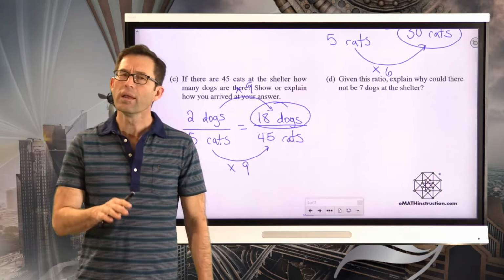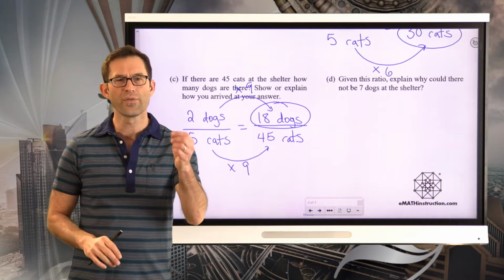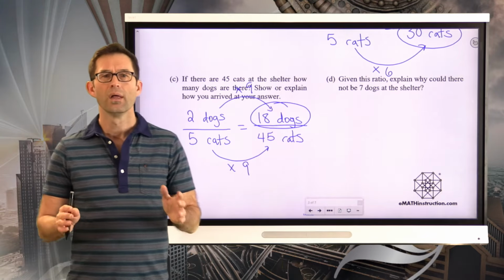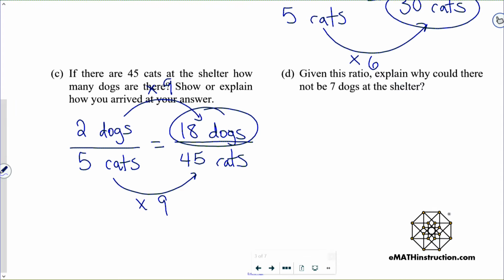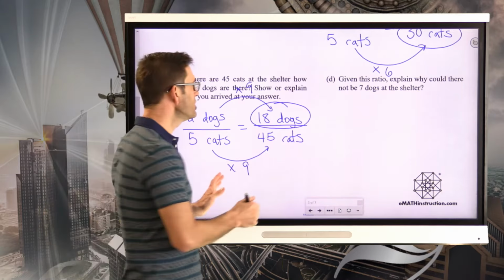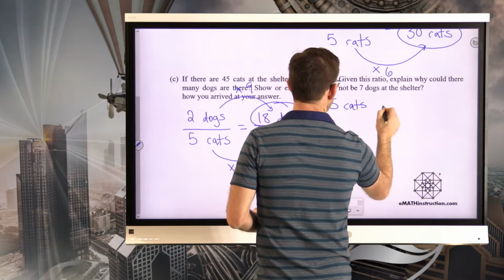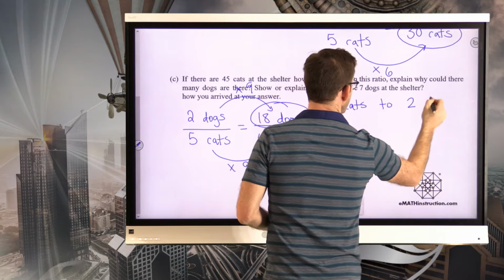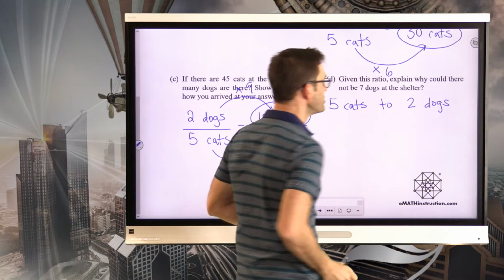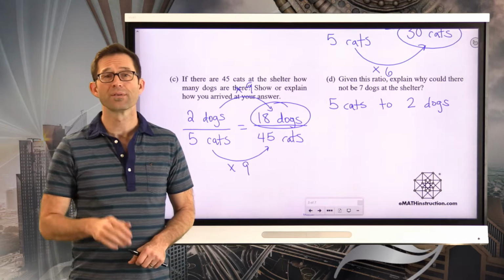All right. Now, our final question in this particular exercise is more one that I just want you to think about and see what you can write down. Letter D. Given this ratio, explain why there could not be 7 dogs at this shelter. All right, so I'd like you to think about this. Let me just write down right here. Remember, our ratio is 5 cats to 2 dogs. Why couldn't there be 7? Think about that. Pause the video.